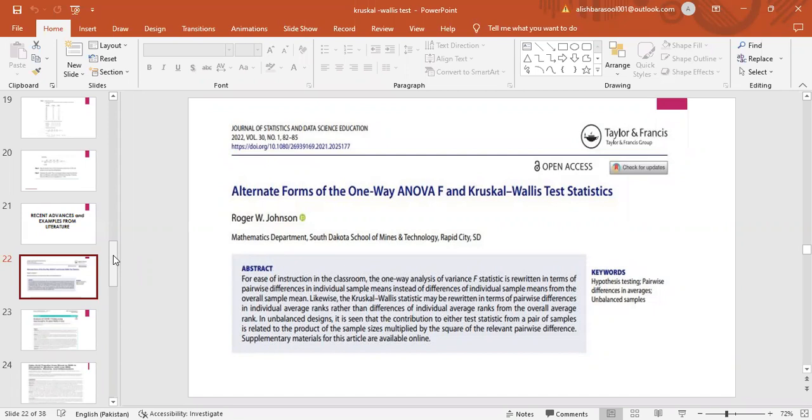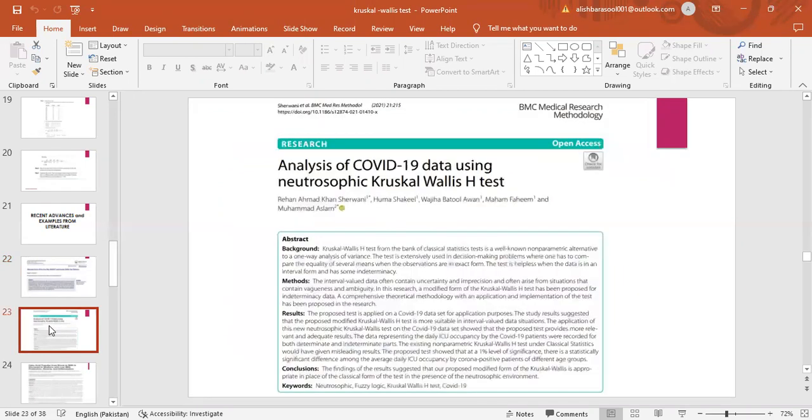In unbalanced design, it is seen that the contribution to either test statistic from a pair of samples is related to the product of sample sizes multiplied by the square of the relevant pairwise difference. Supplementary materials for this article are available online. Analysis of the COVID-19 data using the neutrosophic Kruskal-Wallis H test.